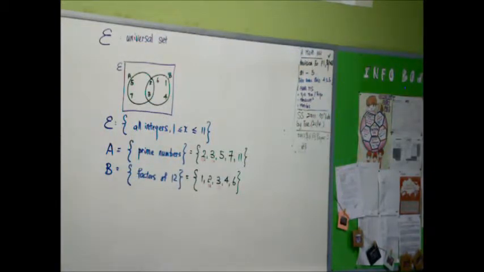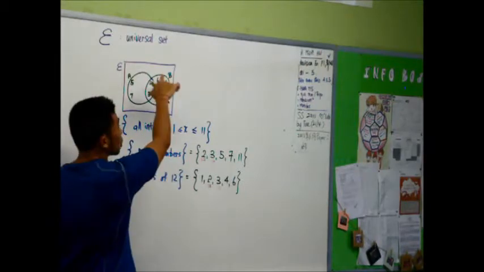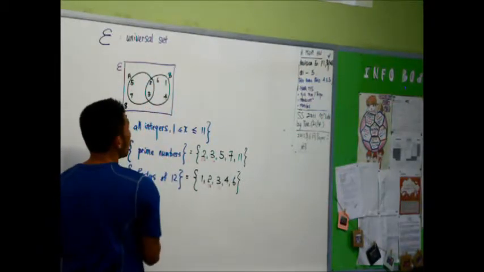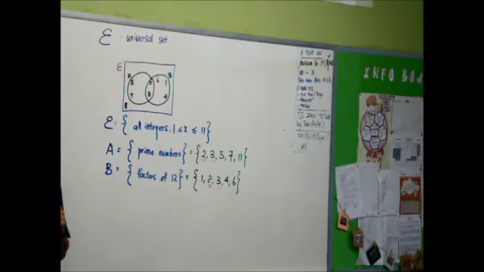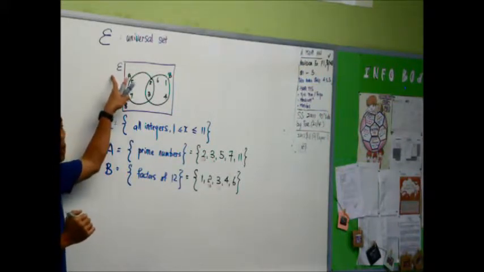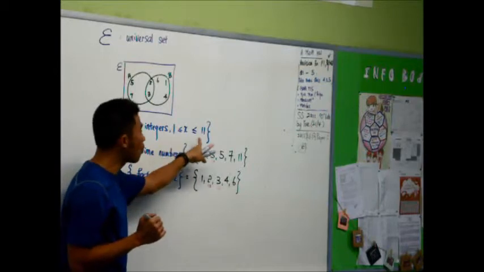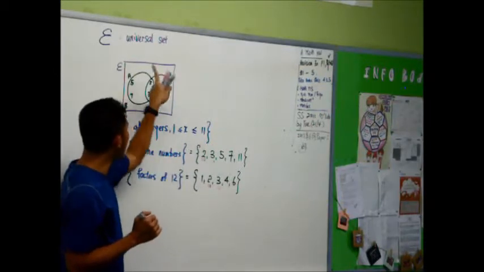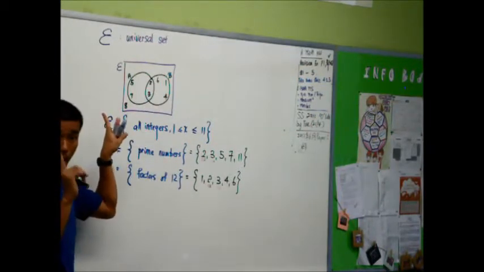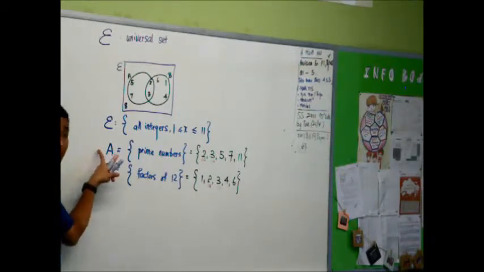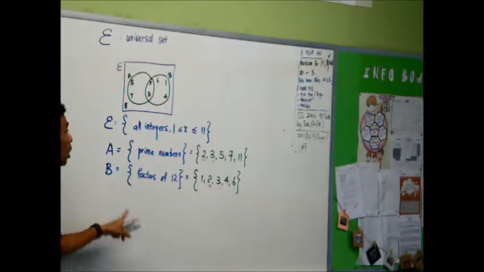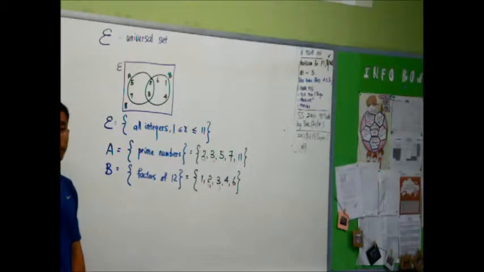Where should I put number 8? Outside the 2 circles. Not outside the box. The box is the universal set, so it comprises all the integers from 1 to 11. If you put it outside the box, it's wrong. Outside the circles is correct because it does not lie in A, neither does it lie in B. Where should I put my number 9?